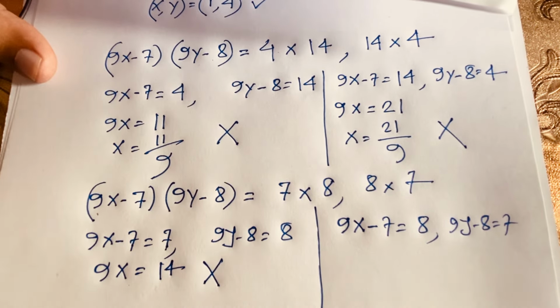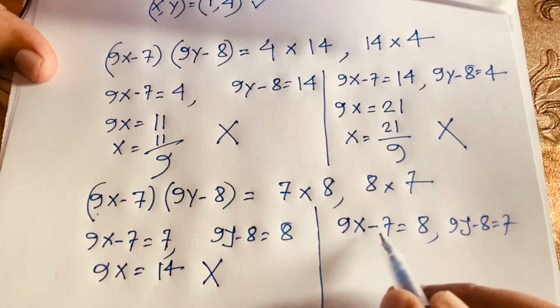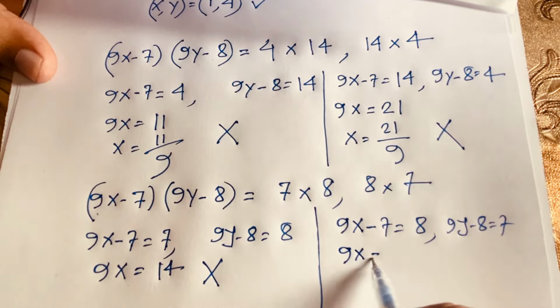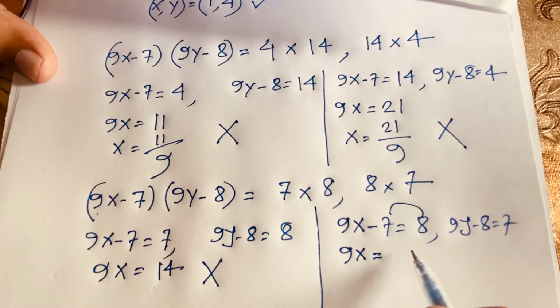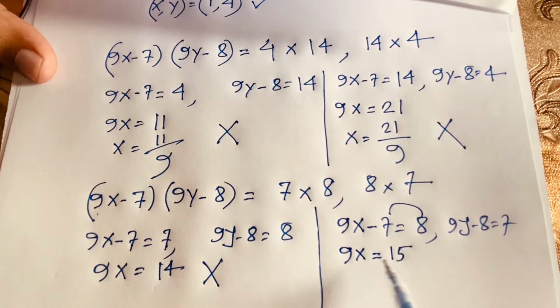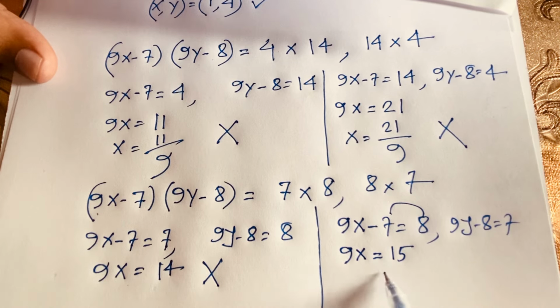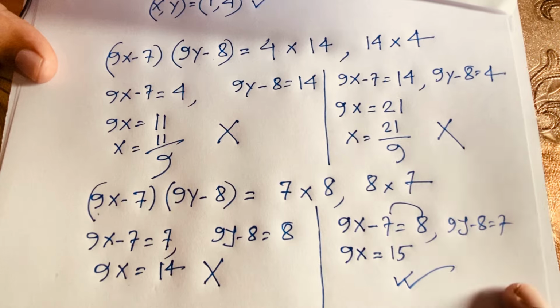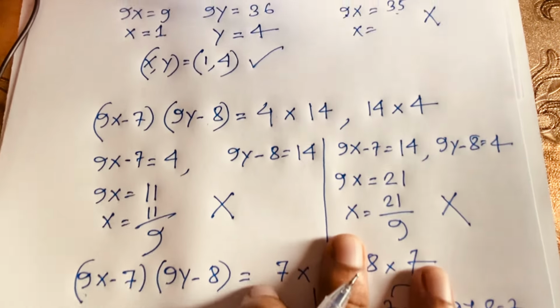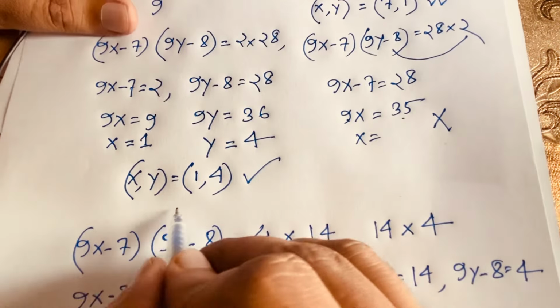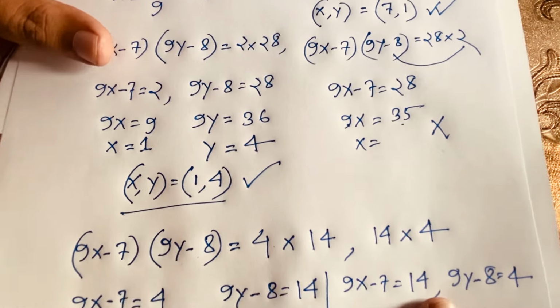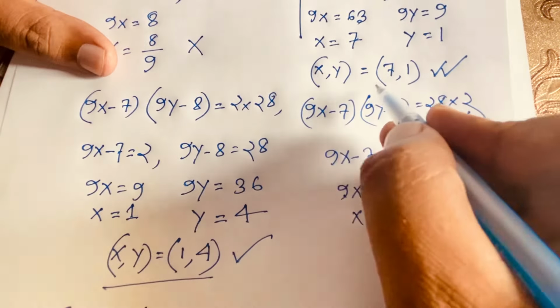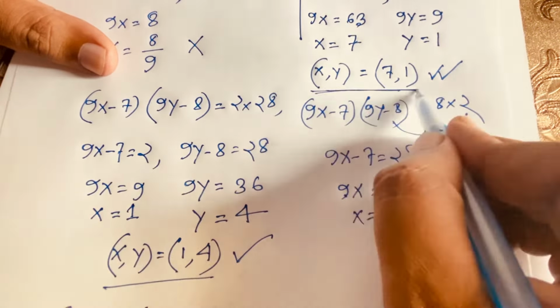So I can't follow this one. I rejected this one. And in this expression you can say 9x is equal to 8 plus 7. So it will be 15. It is also rejected because we are finding out here is a fraction. So here is no integer. So I can say easily our final answer is x, y is equal to 1, 4 and our other final answer is x, y is equal to 7, 1. This is our final answer.